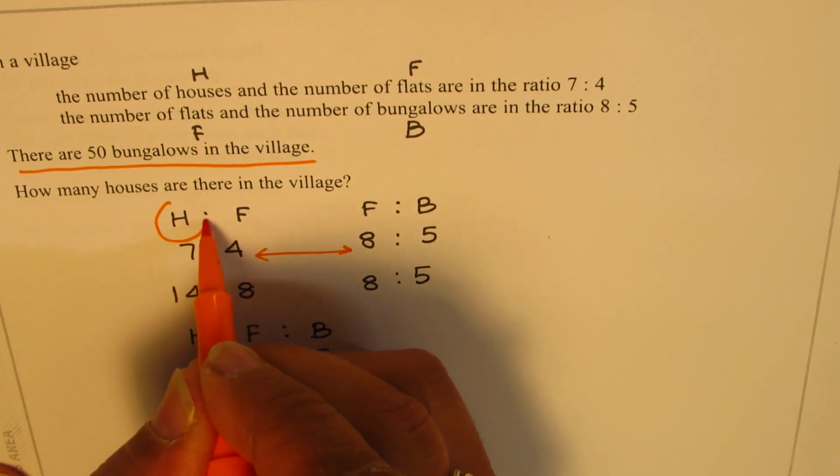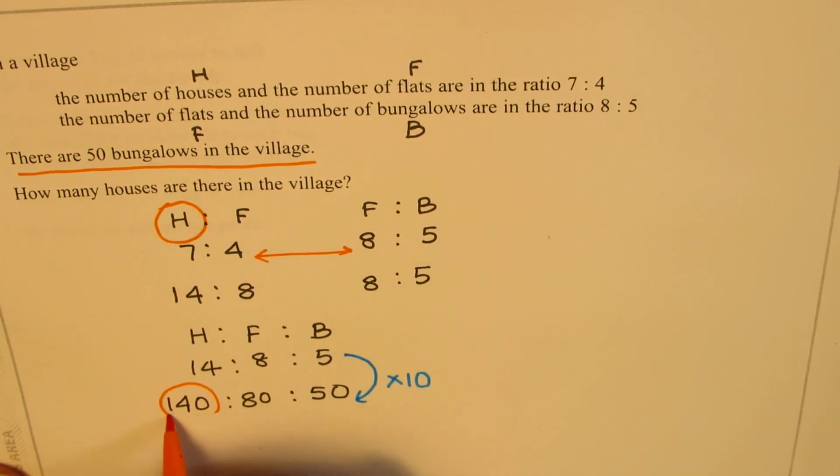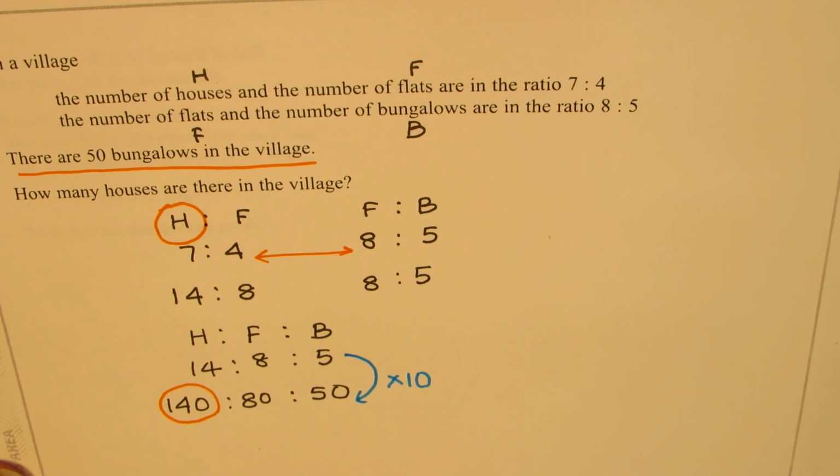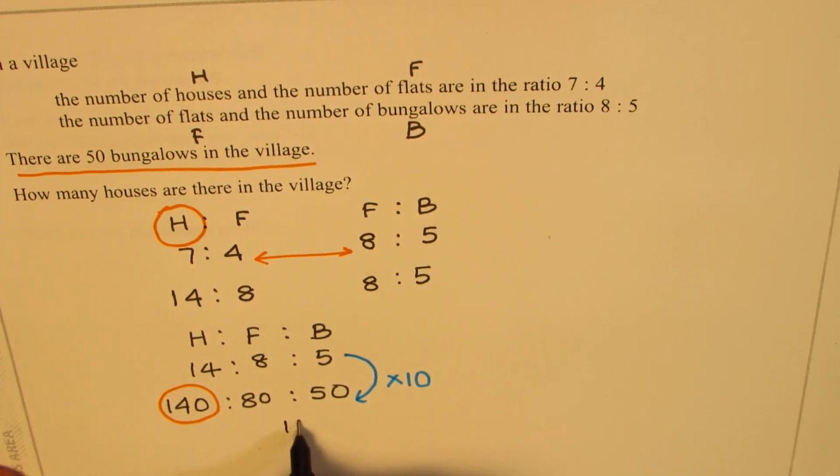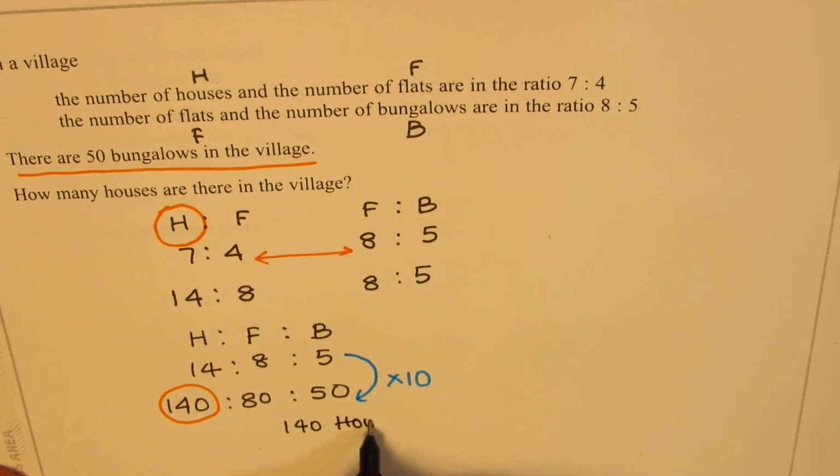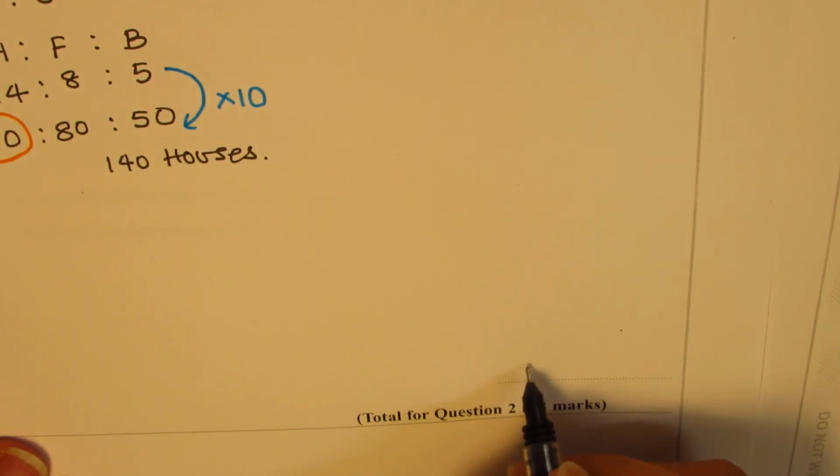So H is for houses, and we found finally that there are 140 houses, correct? So we have the answer that there are 140 houses. Now, let me just write down the answer at the end, and then we'll move on to the next page. Clear?